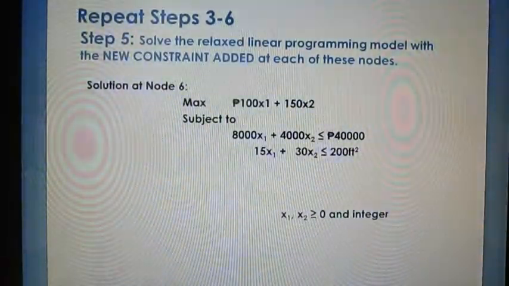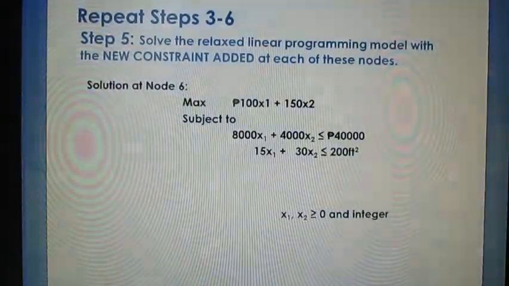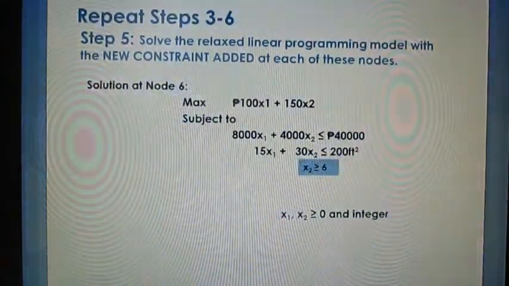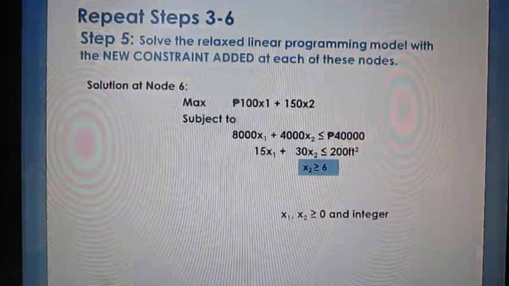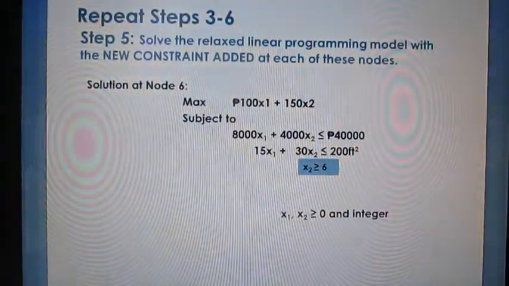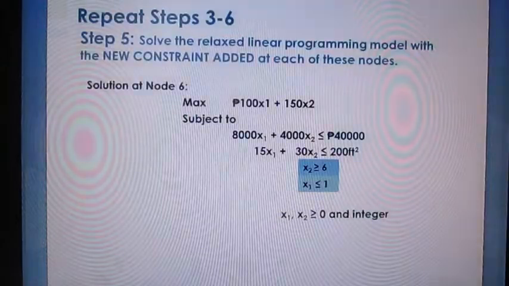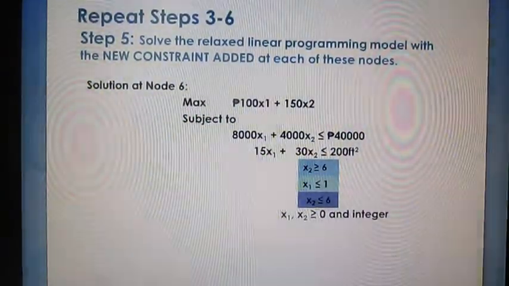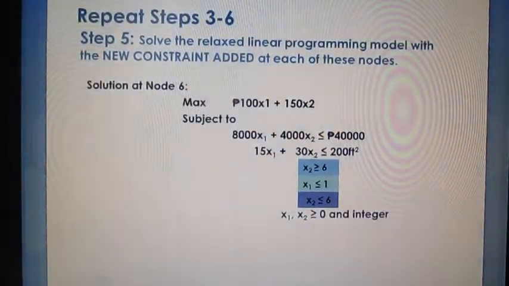So, ito yung original linear program model natin. Tas, ito yung constraint na nagmula sa node 3, constraint na nagmula sa node 4, tapos constraint na sa node 6. Kasi solution ng node 6 yung sinosolve natin. Huwag natin kalimutan na yung constraints habang nagbabranch, cumulative siya. Tas, isosolve na natin.